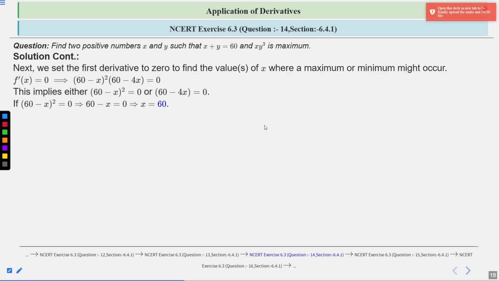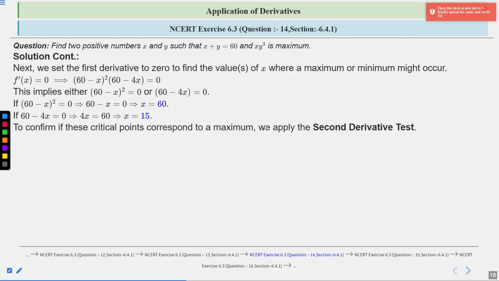Now, if (60 minus x) whole square is equal to 0, this implies 60 minus x is equal to 0, right? This implies x is equal to 60. Now, if 60 minus 4x is equal to 0, this implies 4x is equal to 60. So we can say that x is equal to 15, right?